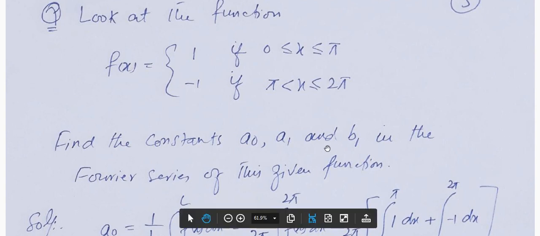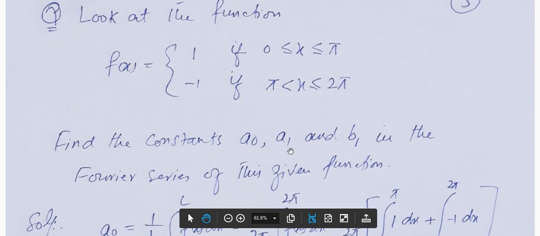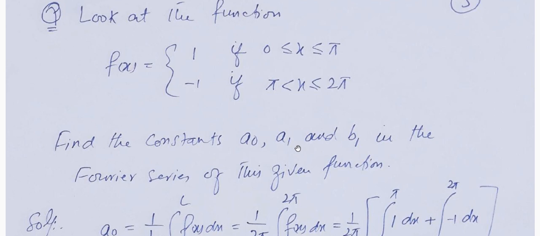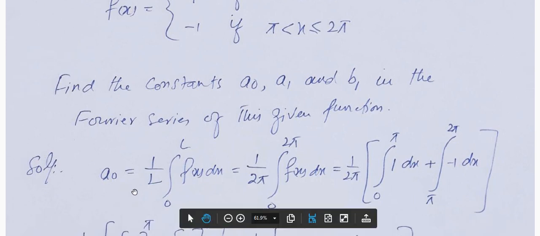Now here I did not ask the question to find an and bn. I specified you have to find a1 and b1. So I can ask you to find an, bn, or I can specify you have to find a1, b1, a2, b2, or a3, or a5, or a6, whatever. So first you can find an, and then at the end you can substitute n as 1, or from the beginning you can find a1. It's up to you. So now again, let us find the value of a naught. You know the formula: 1 over L, integral 0 to L of f of x dx.